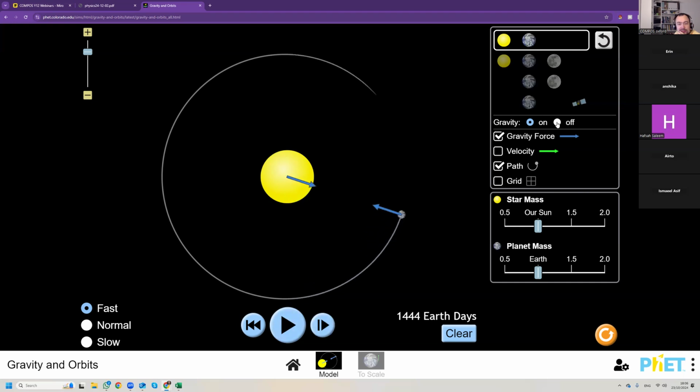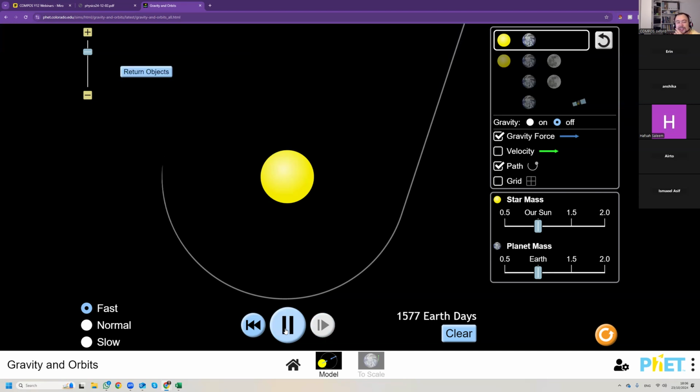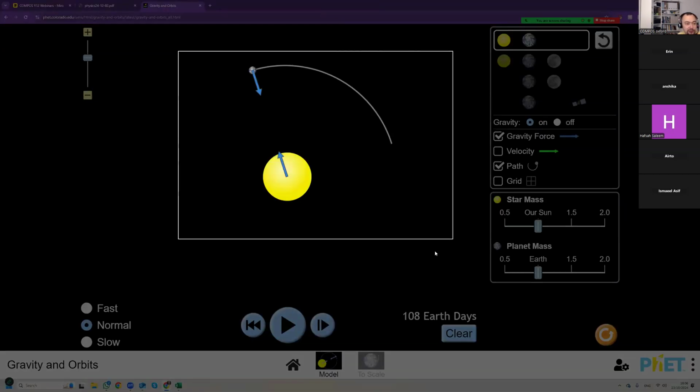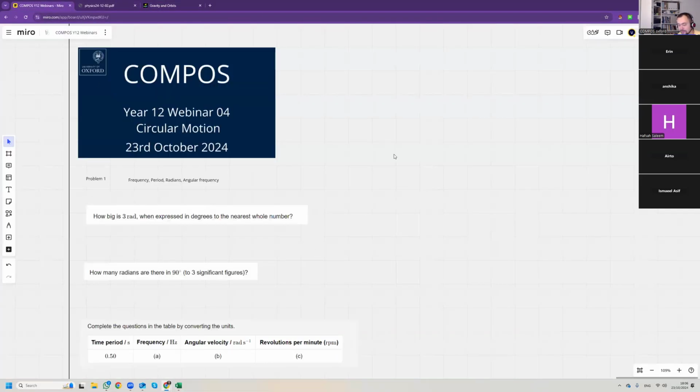Okay, so I can switch off gravity. Off. And now I press play. It goes in a straight line because that's what Newton's first law says. Newton's first law says if there are no forces, it keeps on going in a straight line. So yes, the thing is, it goes in circles because there's a gravitational force. The gravitational force is the force that causes it to change direction.